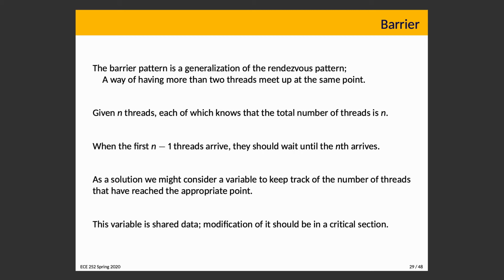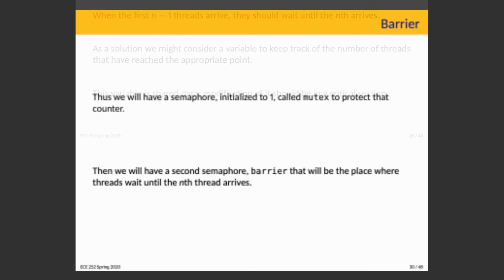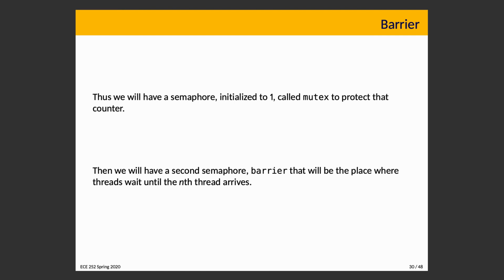But we want to keep track of how many people have arrived so far. That's a variable, it's shared data, and modification of it should be in a critical section. So we're going to have a semaphore initialized to 1 called mutex, which will be used to protect this counter. And we will have another semaphore called barrier. That's the place where threads wait until the last one arrives. So this is the unfriendly host at this restaurant, saying everybody has to wait until the last person arrives.